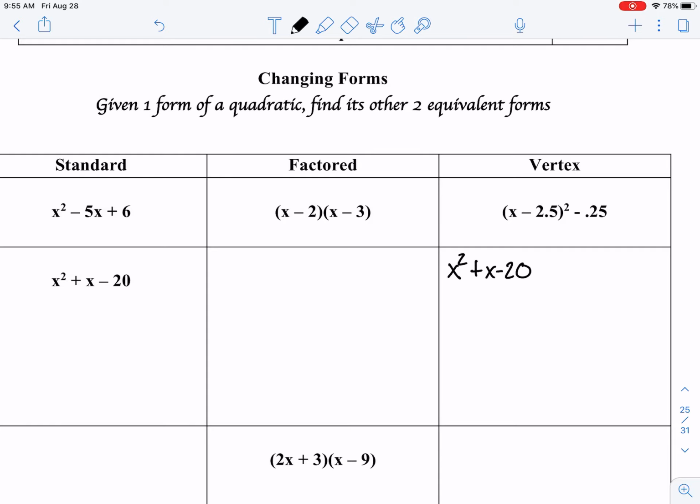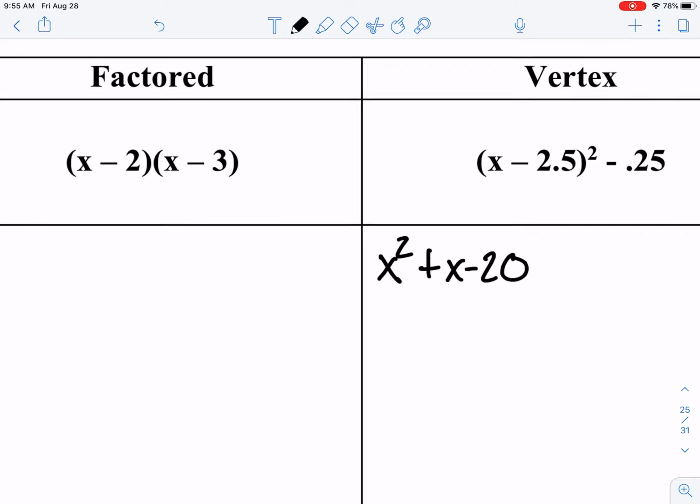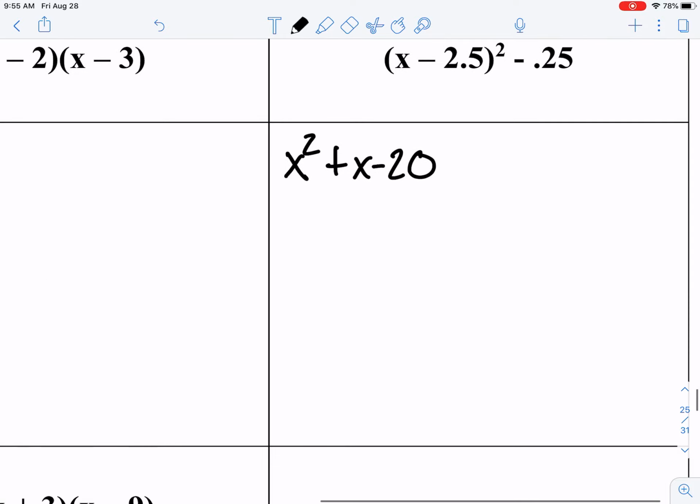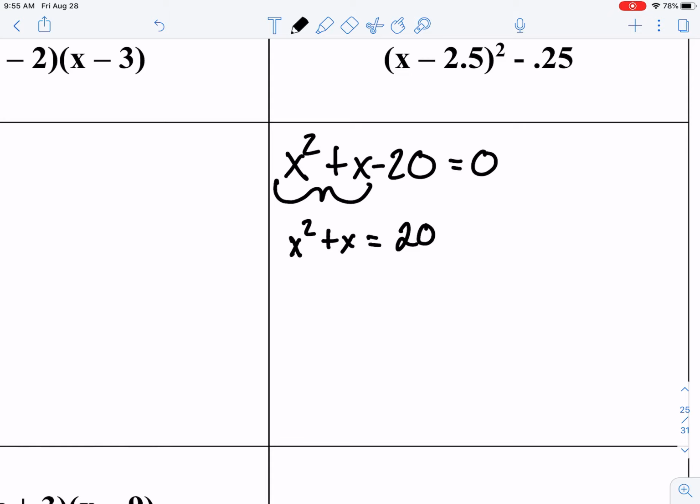Again, I'm going to quickly go through this. X squared plus x minus 20, completing the square. First thing we want to do is group our x's, get them on one side, put our constant on the other. So we would introduce an equal sign. I get rid of the 20 on the left by adding.